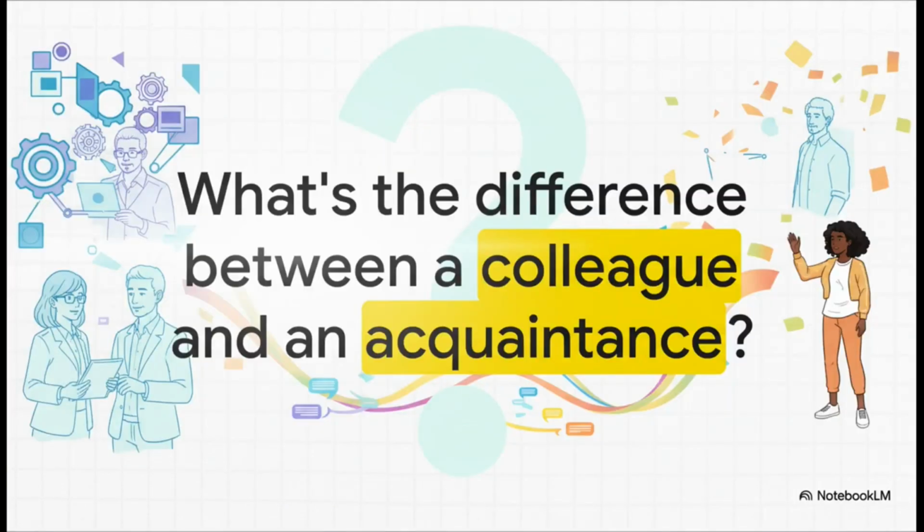Here's another one for you to think about. What is the real difference? I mean, they're both people, you know, but those words, they carry totally different weights, don't they? A colleague, that implies you share a workspace, a common goal, but an acquaintance? That's just someone you kind of know, but not that well. These little distinctions are the building blocks of that social map we were talking about.